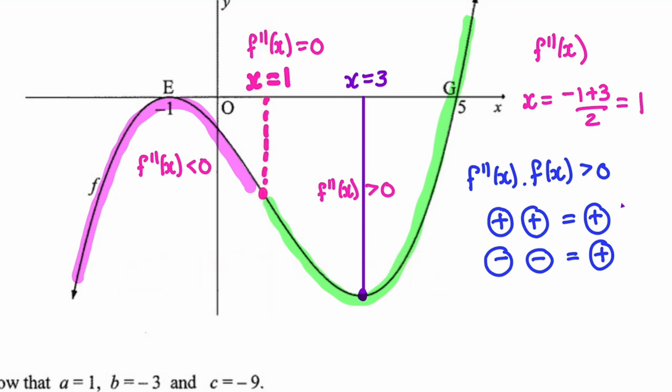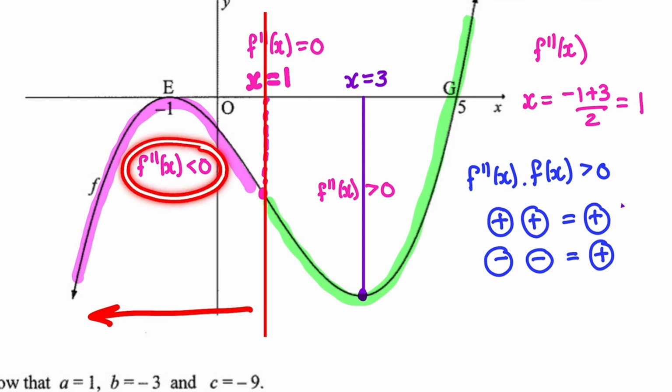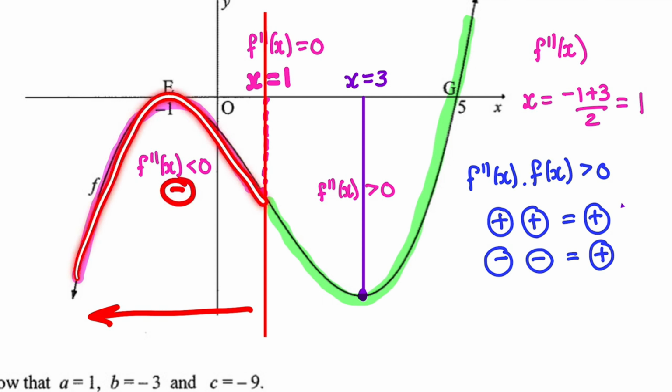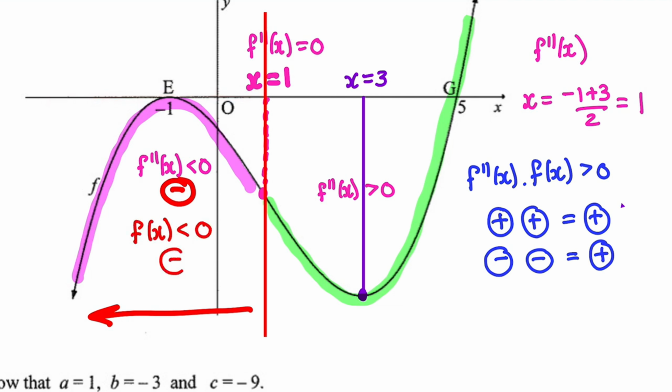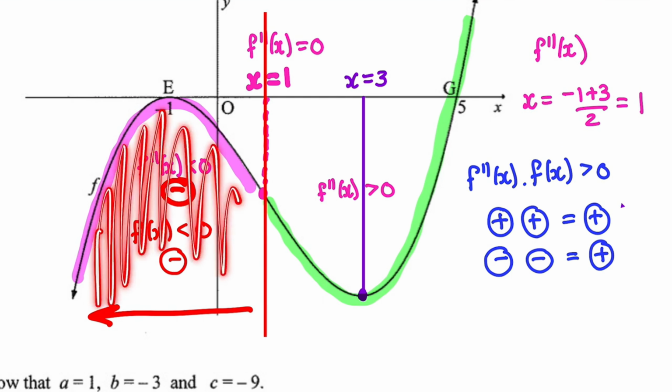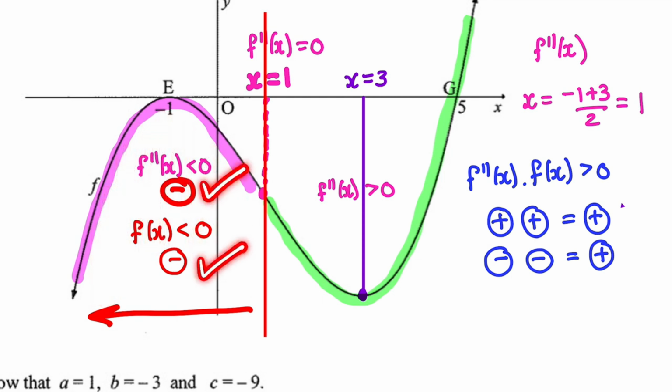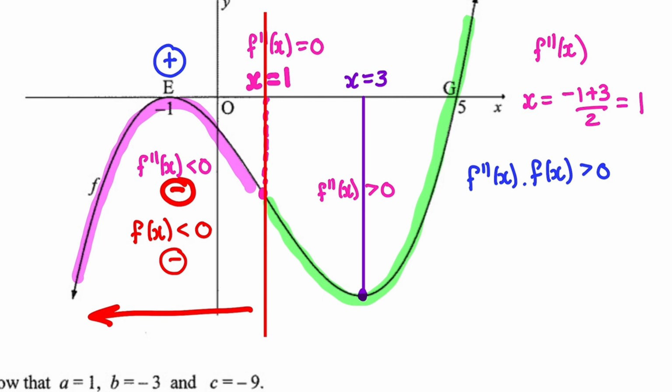So based on our graph, we can inspect to the left and to the right of the point of inflection. To the left of the point of inflection, we can see that the second derivative is smaller than 0, which is negative. Also, the graph of f is below the x-axis, so that means that f(x) is also smaller than 0, or negative. Therefore, in this section, we have a negative multiplied by a negative, which will give me a positive result. So it satisfies our equation, so therefore, where x is smaller than 1.